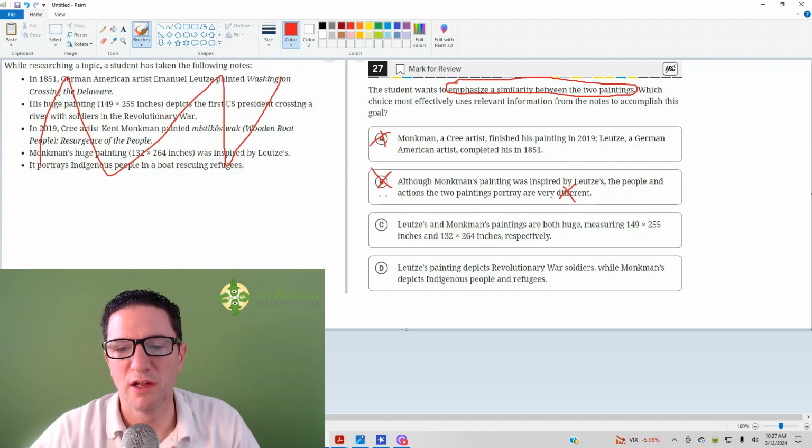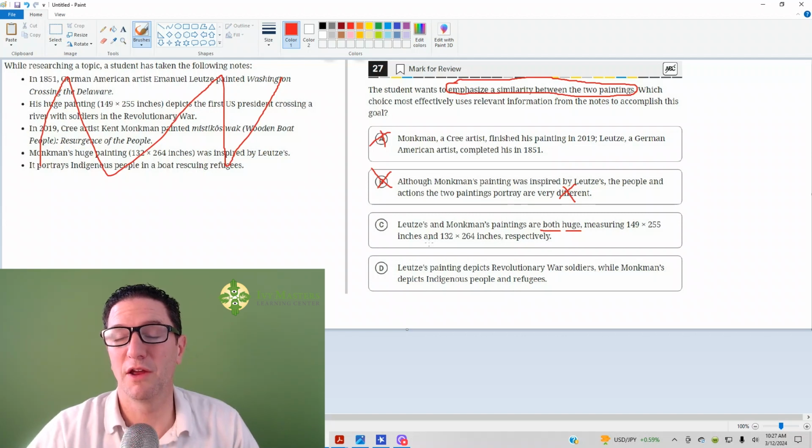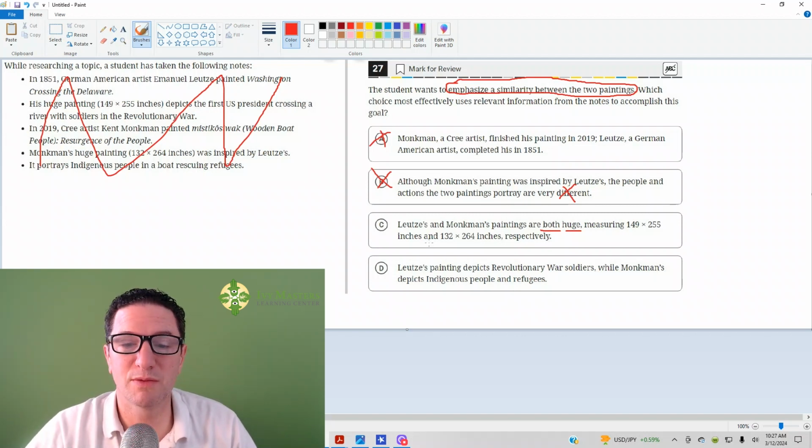Answer is C: Leutze's and Monkman's paintings are both similarly huge, measuring 149 by 255 inches and 132 by 264 inches respectively. Okay, how is it they are different measurements, but it's presented as a similarity? They're both huge. It looks like we found our answer.